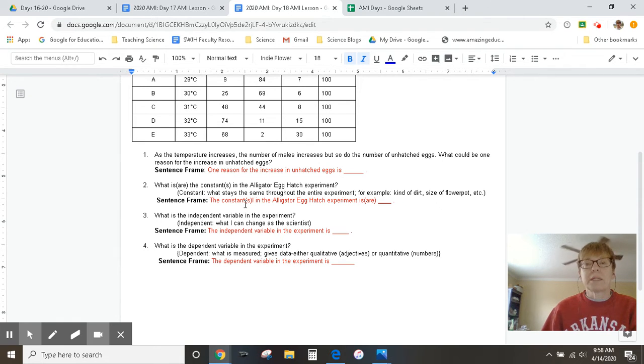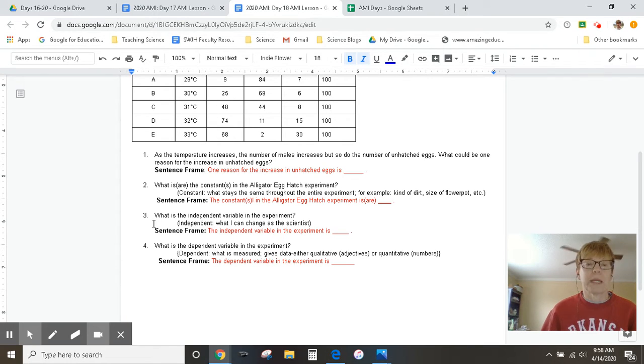And remember, a constant is something that stays the same throughout the entire experiment. The experiment that we always used as an example in class was growing sunflower seeds. So our constant in that would have been the size of the flower pot, the kind of dirt, the type of seeds, the amount of water, the kind of water. So something that stays the same throughout the entire experiment for both the control and the experimental group.